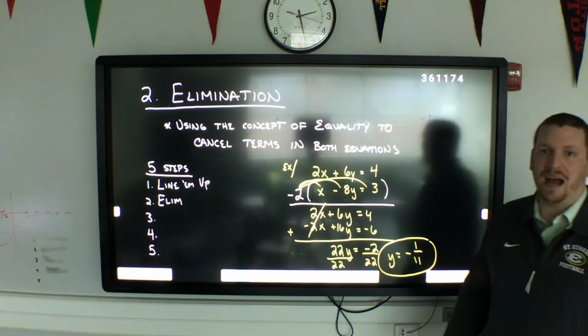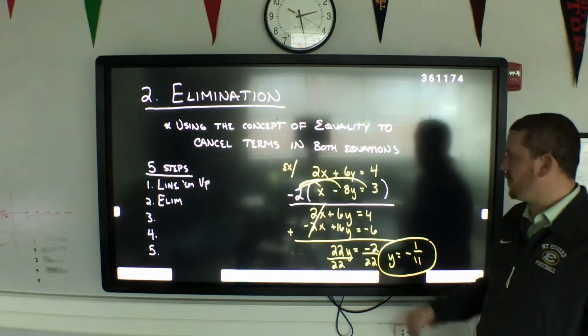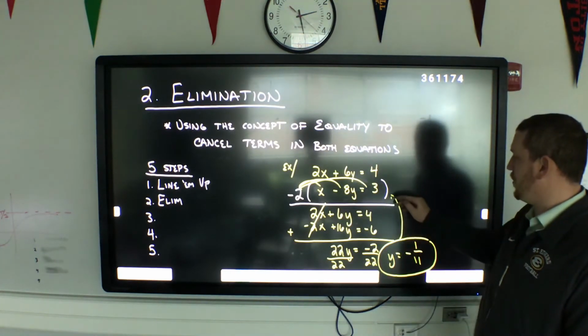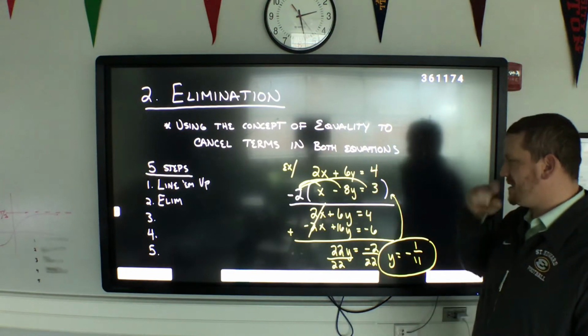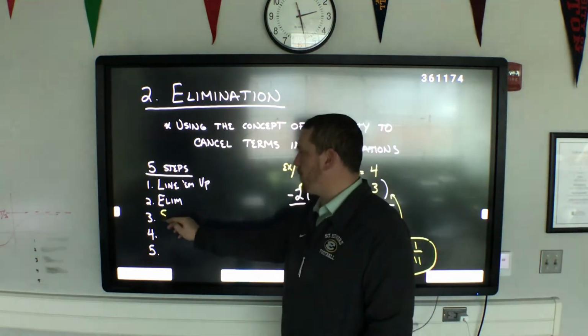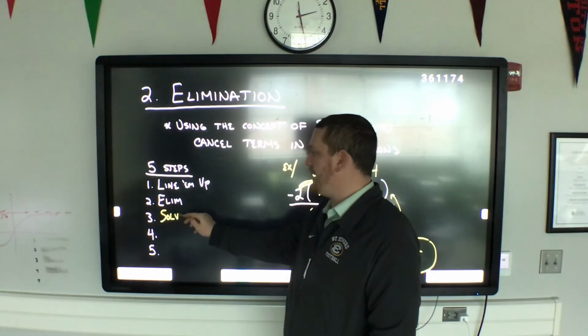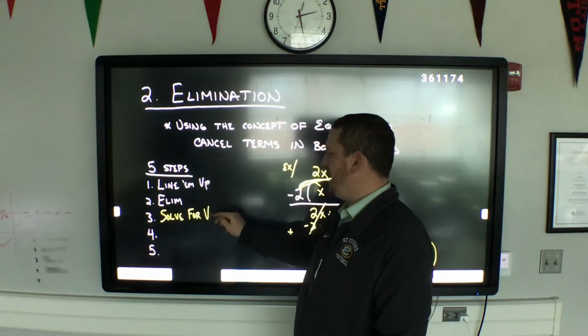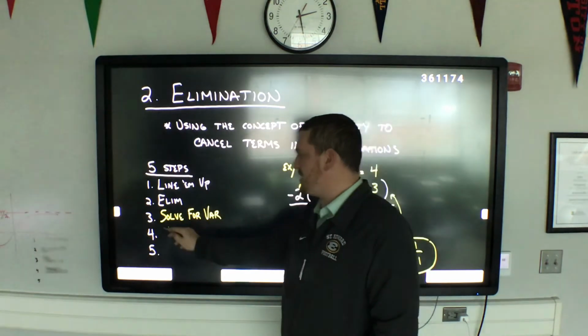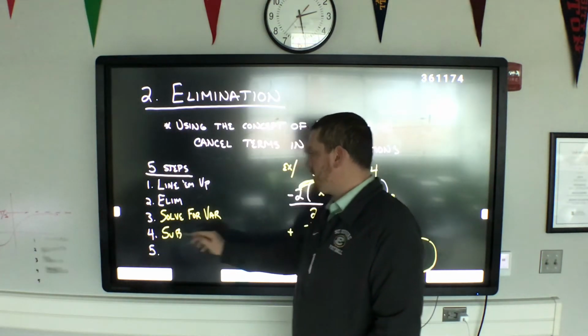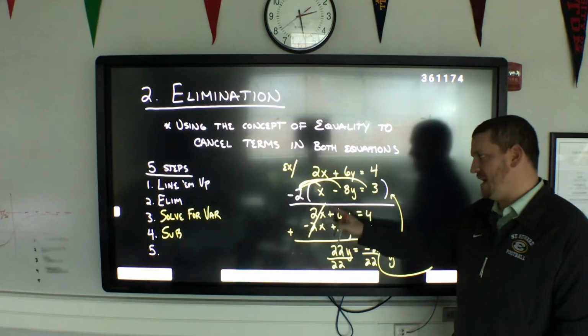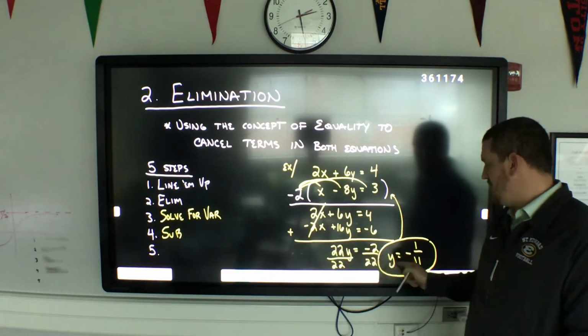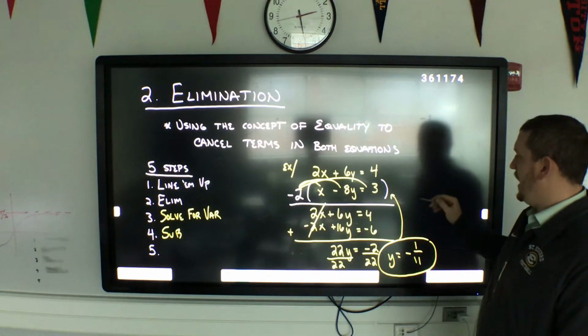So we have a y value. Now I can easily solve for an x value. I'm just going to take this and plug it into here. Okay, so my third step was to solve for y, or solve for the remaining variable. And now my fourth step is to substitute it back in. So once I used my elimination step and I eliminated those x's, now I have this y value, and I'm going to plug that in.